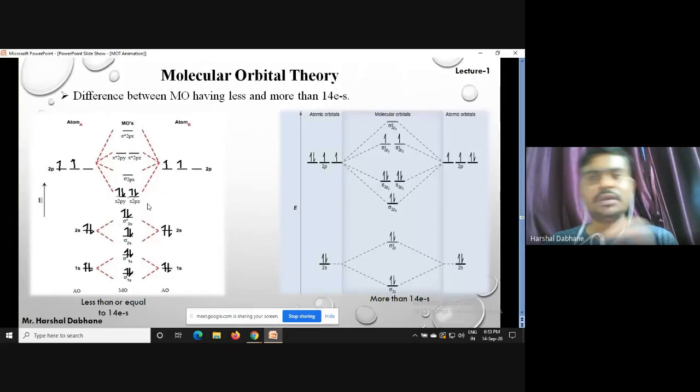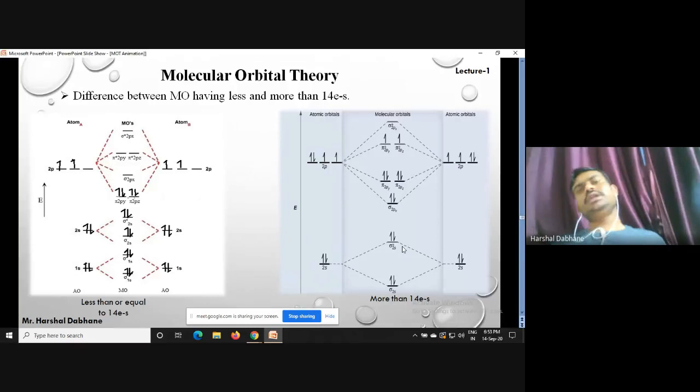Conversely, whenever the total electrons are greater than 14, in this case what happens? There is a much larger energy difference between this 2p and 2s. You can see over here, there is a much larger difference, so that's why there is no interaction.